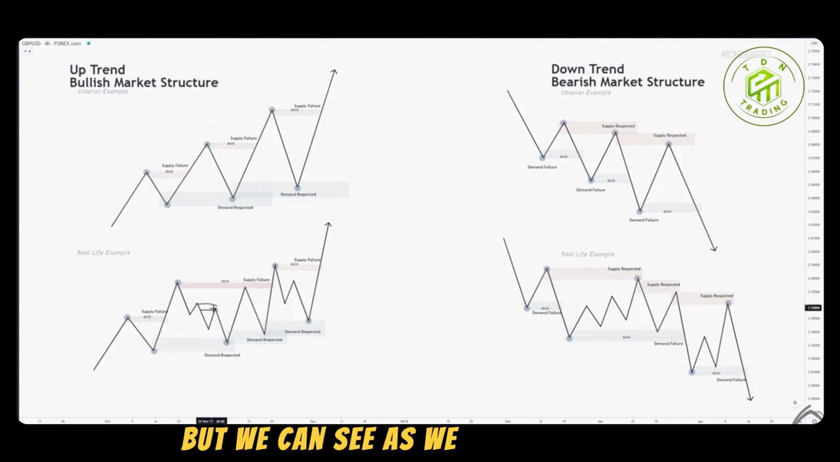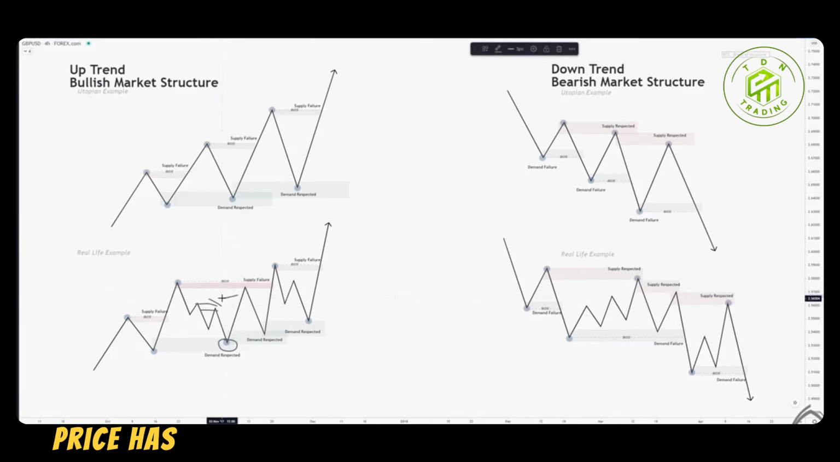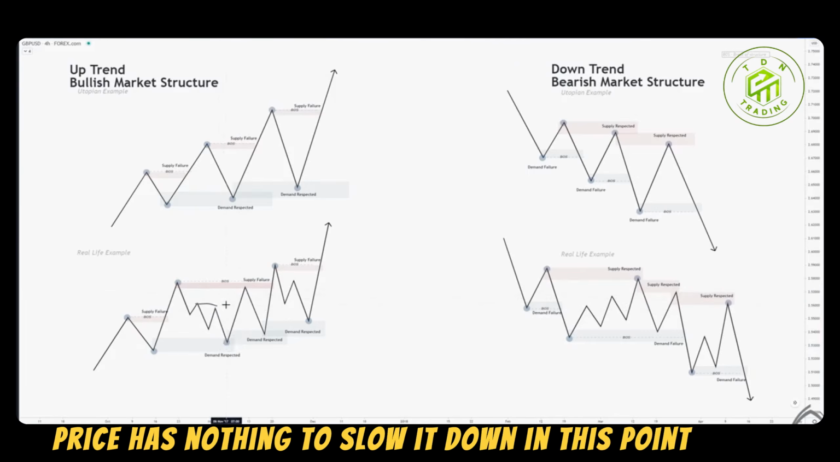But what we can see is we respect supply. So what this does is it absorbs all of the supply so that when price respects this demand zone, price has nothing to slow it down at this point in time.